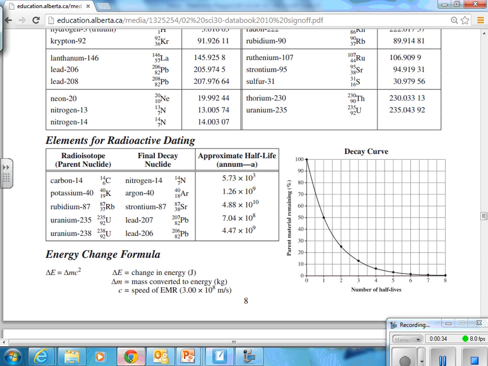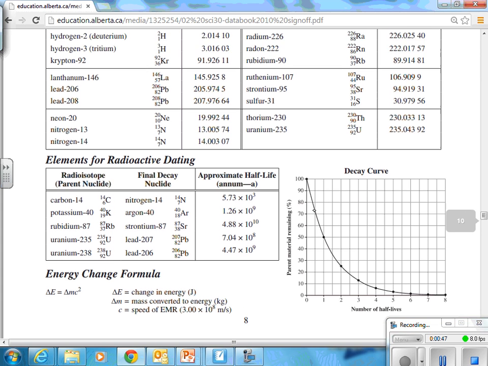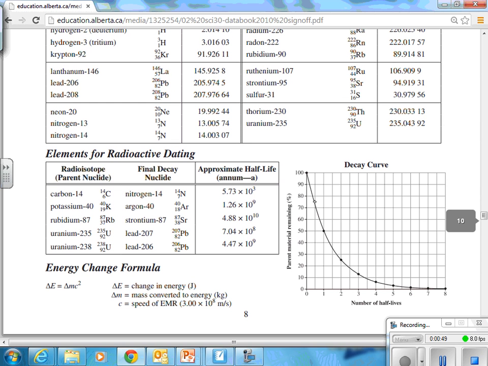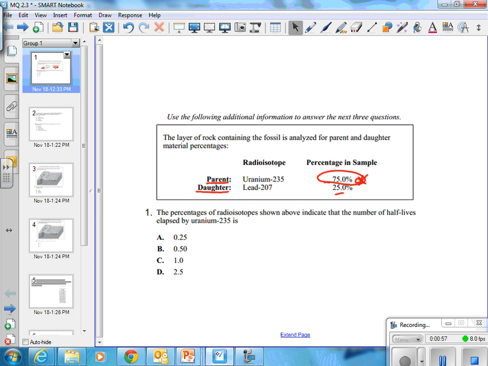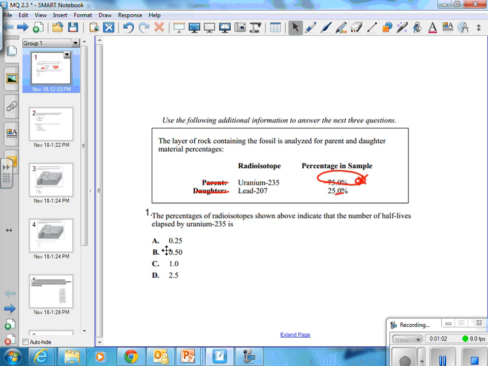We use our decay curve to determine how many half-lives have passed. So 75% would put us right here on the decay curve. So if we use our graph, this is about at this point here, which if you trace down with your finger, takes us to 0.5 half-lives. So the answer here for number 1 is B, 0.5.